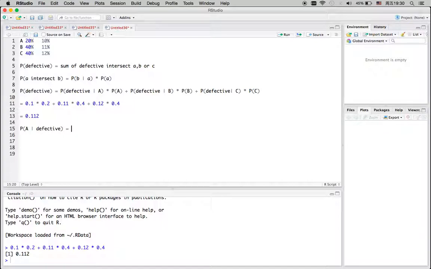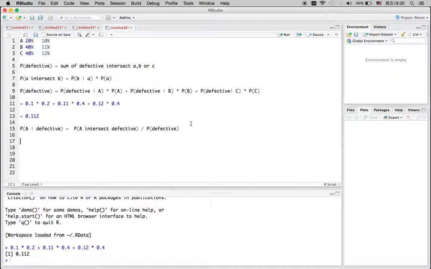Then according to this Bayes theorem, we know that the probability of product A given B will be the probability of A intersect defective, and then we have to divide it by the probability of defective, which in our case we already calculated from here. So this number we can plug into the denominator. So now we are interested in the numerator.